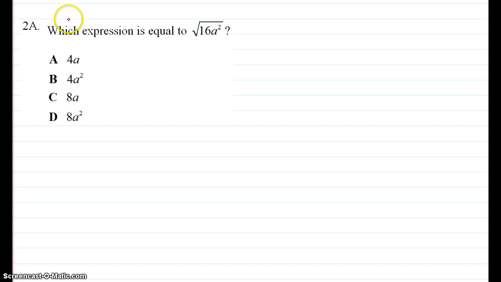Alright, 2A, which expression is equal to the square root of 16A squared? Well, this symbol here is the square root symbol. So what we're going to do is take the square root of 16 and also the square root of A squared. Like in the last problem, if you know the square root of 16 is 4, and you look at your possible choices, you've just narrowed your choices down to 2.